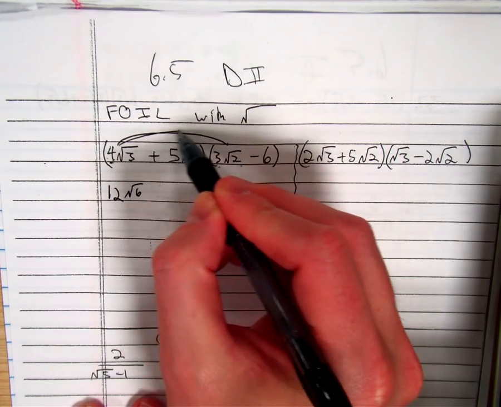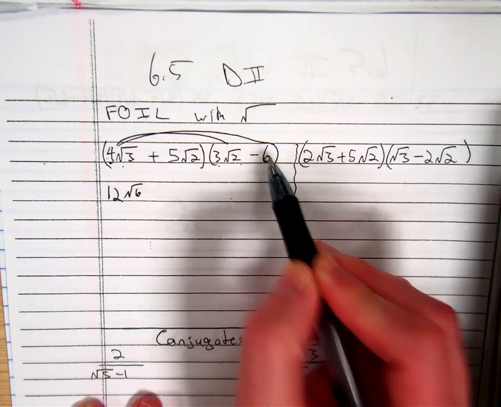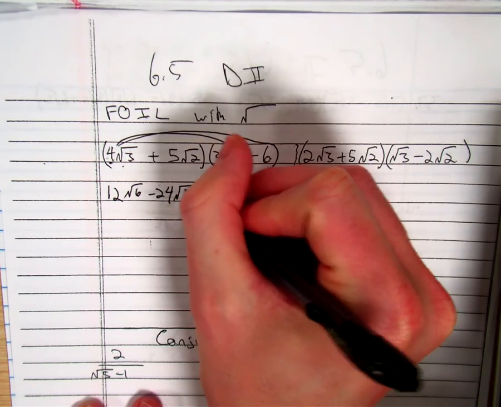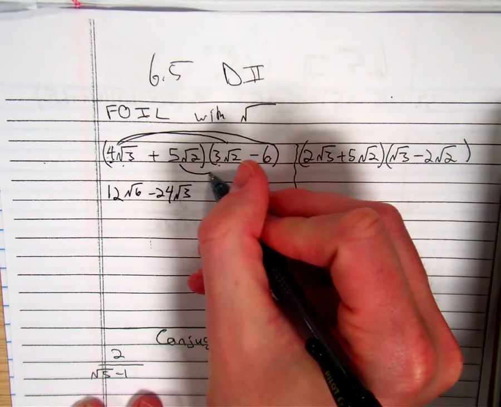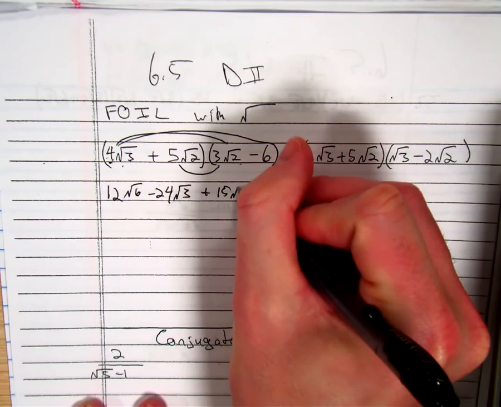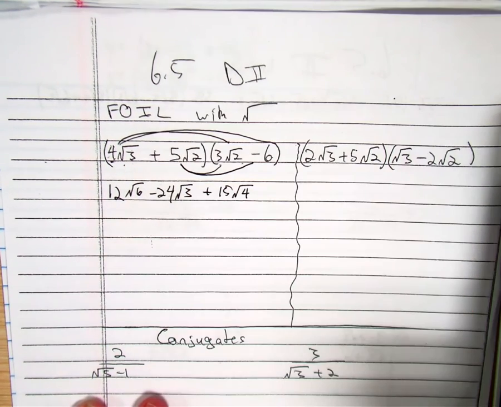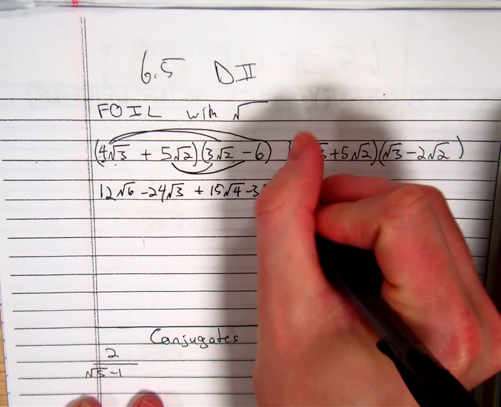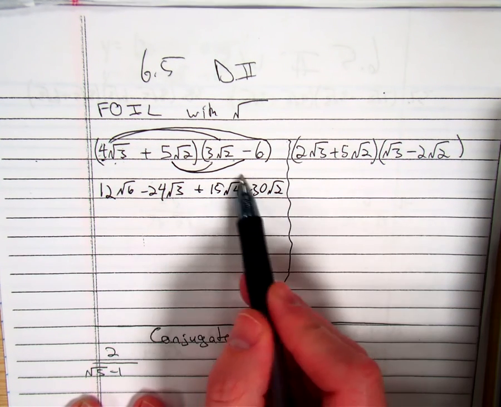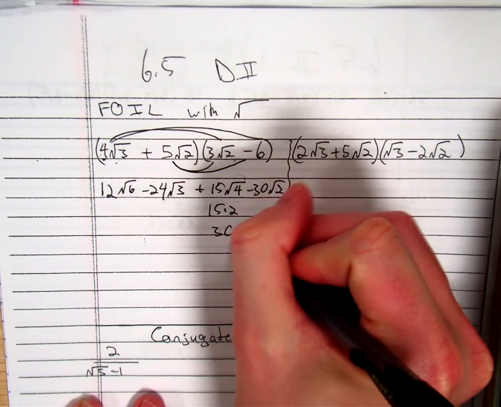Then the outsides, 4 radical 3 times negative 6. 4 times negative 6, we're going to have negative 24. Radical 3 with nothing over there, so it's just radical 3. Then we've got 5 radical 2 times 3 radical 2. It's a positive 15 radical 4. We'll take care of that 4 in a minute. And then we have 5 radical 2 times negative 6 for minus 30 radical 2. We can take care of this one. The square root of 4 is 2. 15 times 2 is 30.